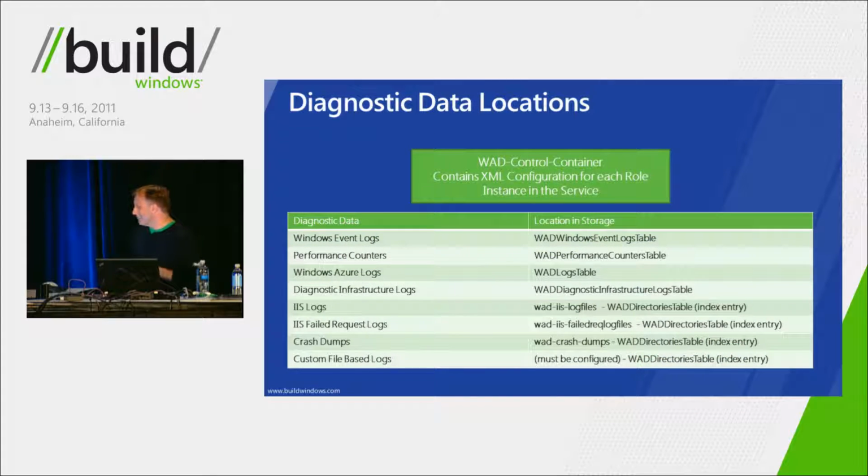So this is just a table that shows you where the data sources that you monitor actually end up in Windows Azure storage. Your event logs, perf counters, Azure logs, and infrastructure logs all will end up in Windows Azure table storage. Any kind of log files, like from IIS or failed requests, and crash dumps, will end up in blob storage in their own containers.